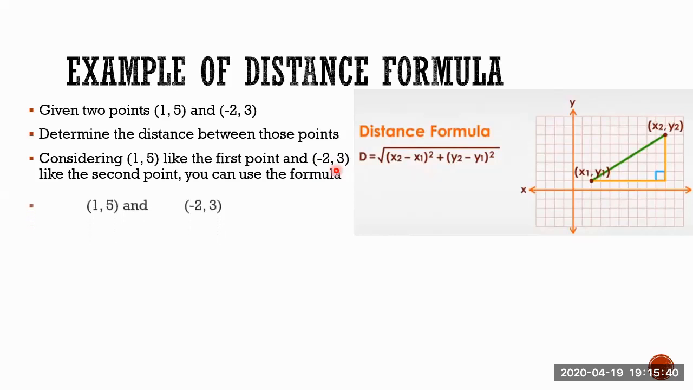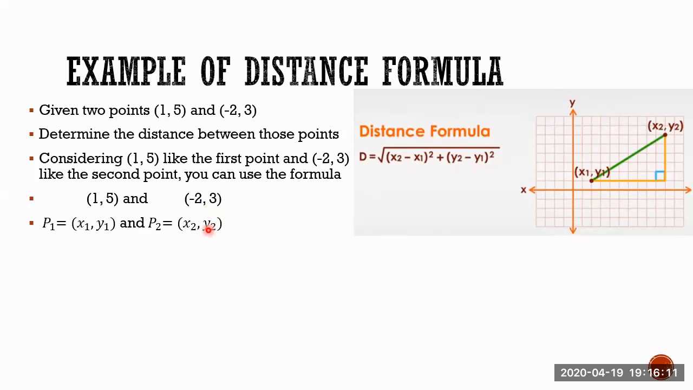Considering this, we have (1, 5) and (-2, 3), and trying to fit this information into the formula, we're going to consider 1 as x sub 1 and 5 as y sub 1. Negative 2 as x sub 2 and 3 as y sub 2. This is what we're going to do in order to organize better the information the problem is giving to us.